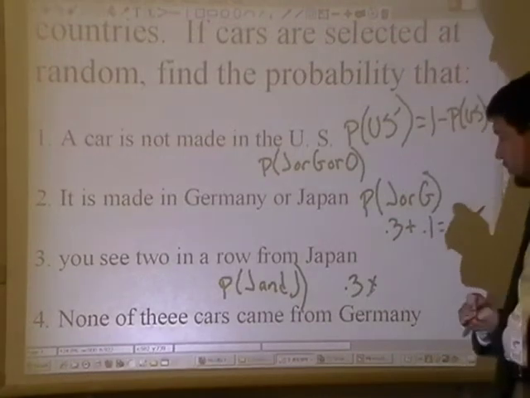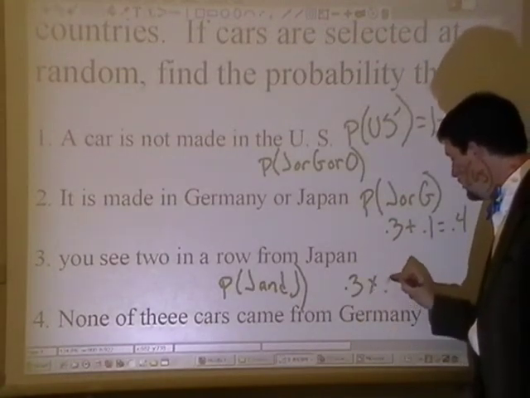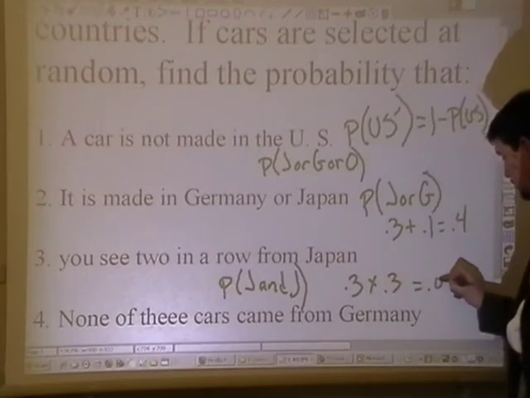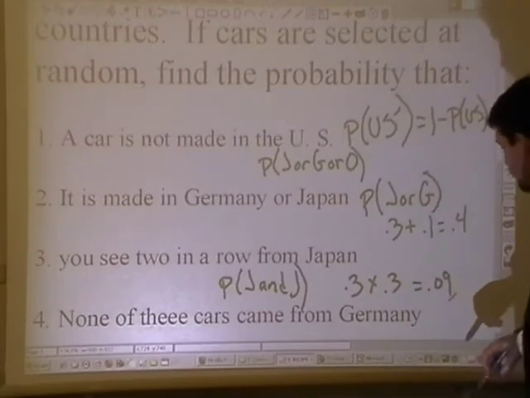And means multiply here. Probability of cars from Japan, they are independent. It's 30%. 0.3 times 0.3, 0.09. All right.